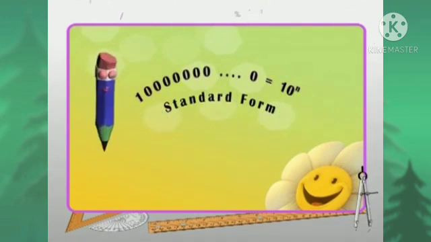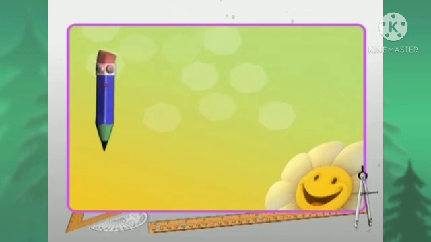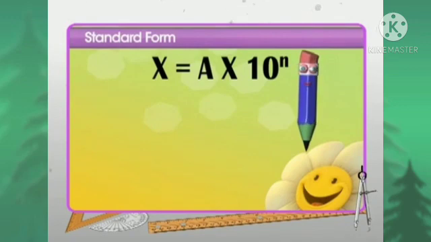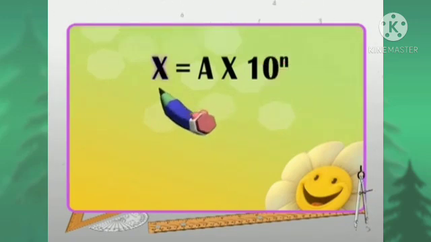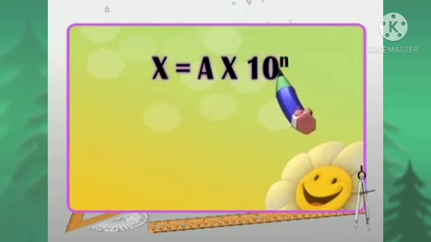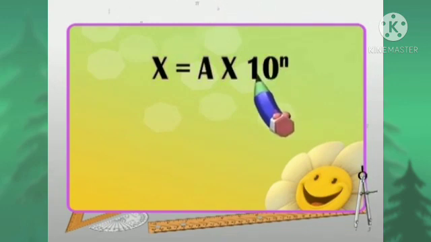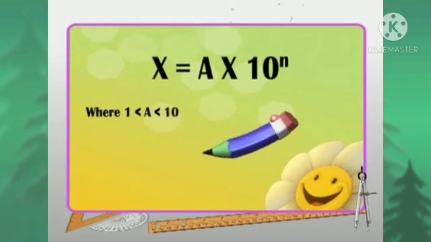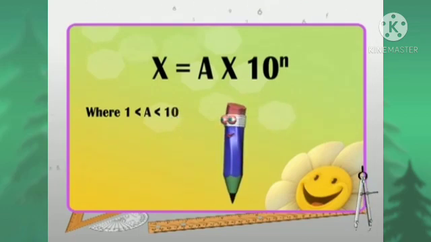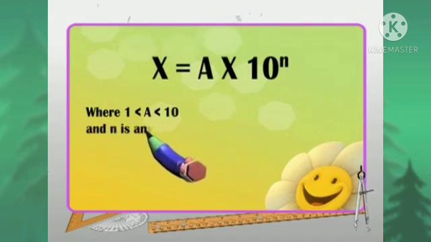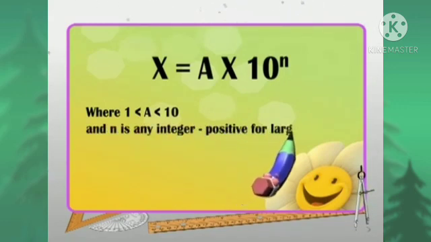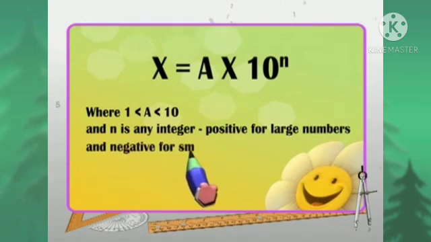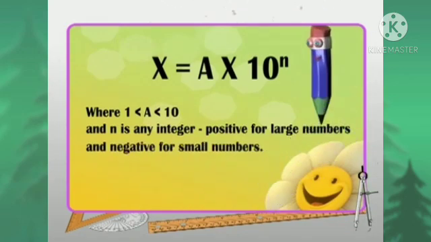Expressing numbers in standard form helps ease calculations. The general form of the standard form of the number x is a into 10 raised to the power of n, where a is a real number between 1 and 10, that is, including 1 and excluding 10, and n is any integer, positive for large numbers and negative for small numbers.